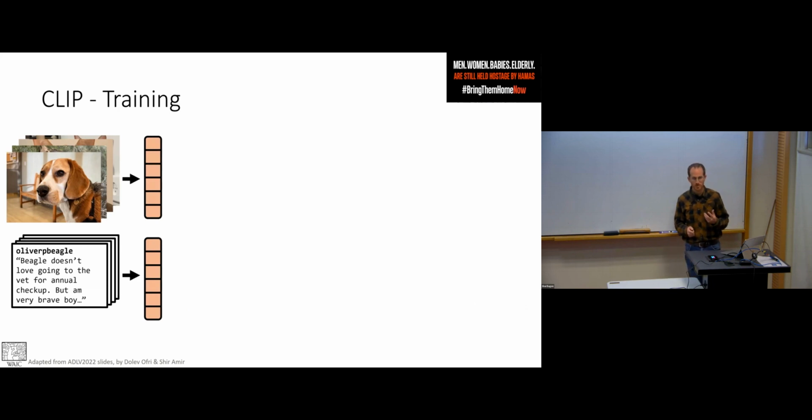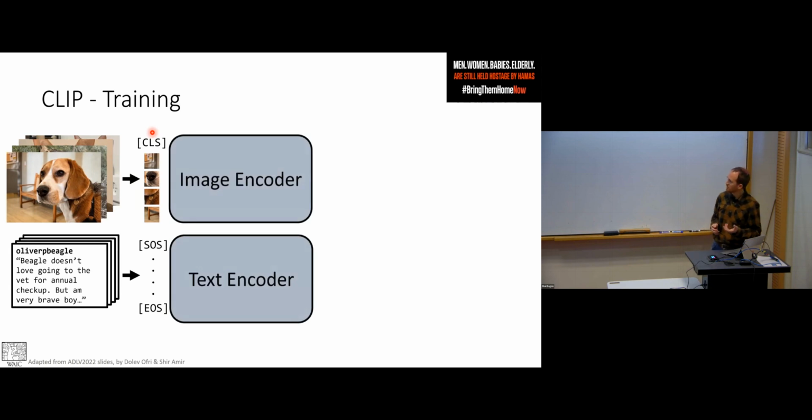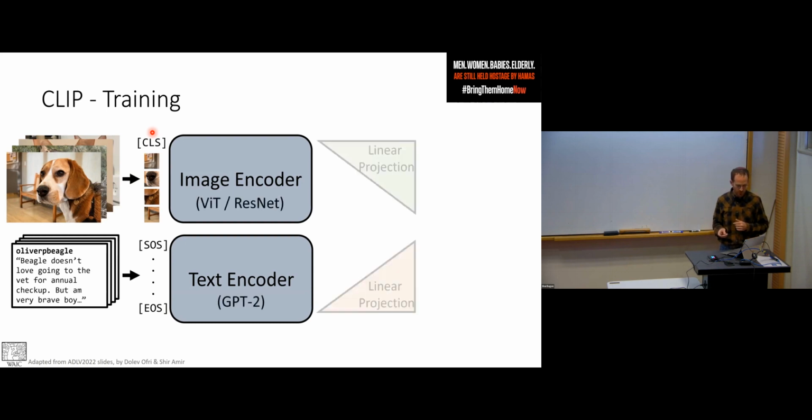So first of all, we tokenize the inputs. We have a text tokenizer and we have an image tokenizer if you're using a transformer. For text, we have start of sentence, all the tokens, the words, and then end of sentence that actually gathers the information about the sentence. In images, we have the class token that represents a global version of the image. We have an image encoder and a text encoder. And they use GPT-2 for the text version.